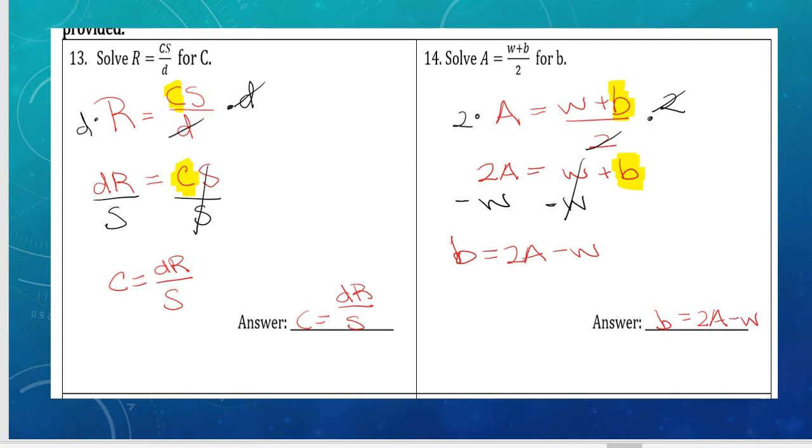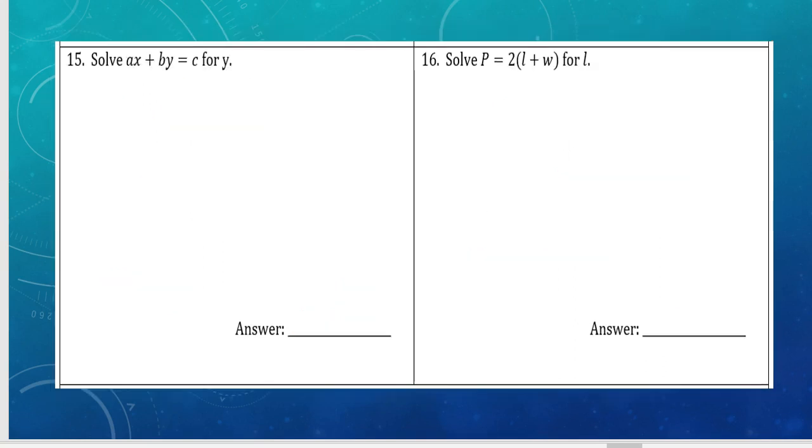Just to remind you to make sure to do that on the test. 15 and 16, looks like those are literal equations also. Let's copy down 15. It's ax plus by equals c.